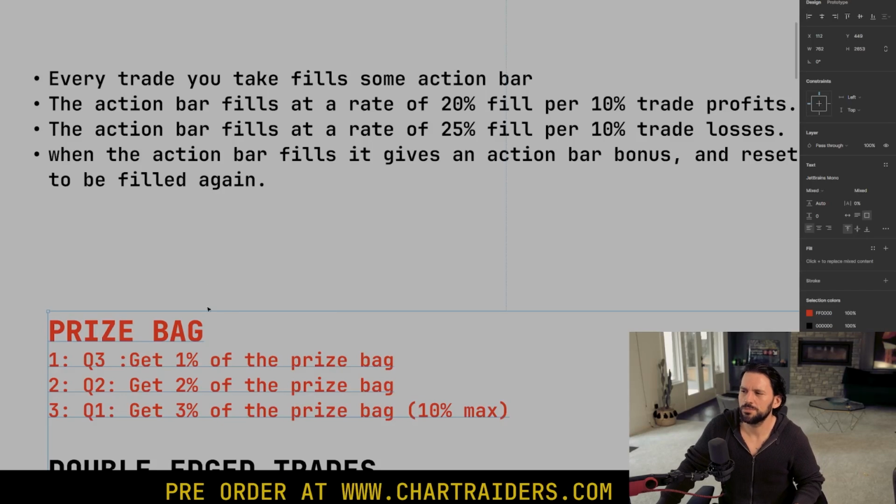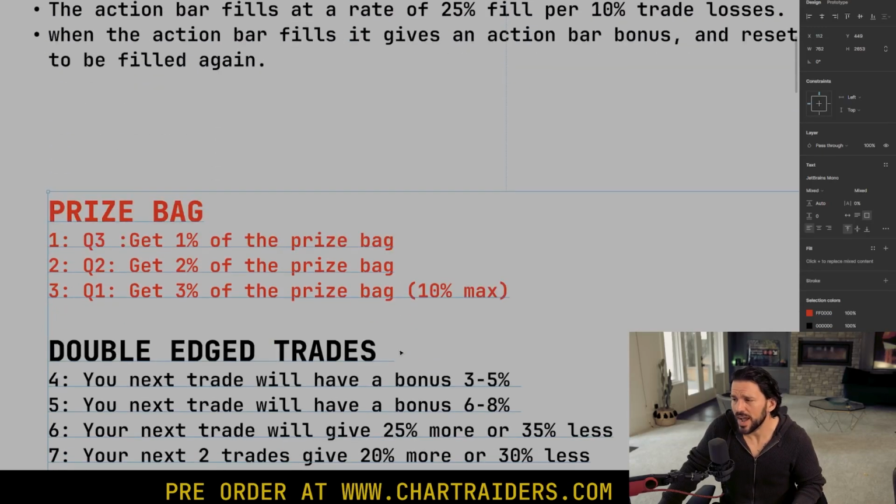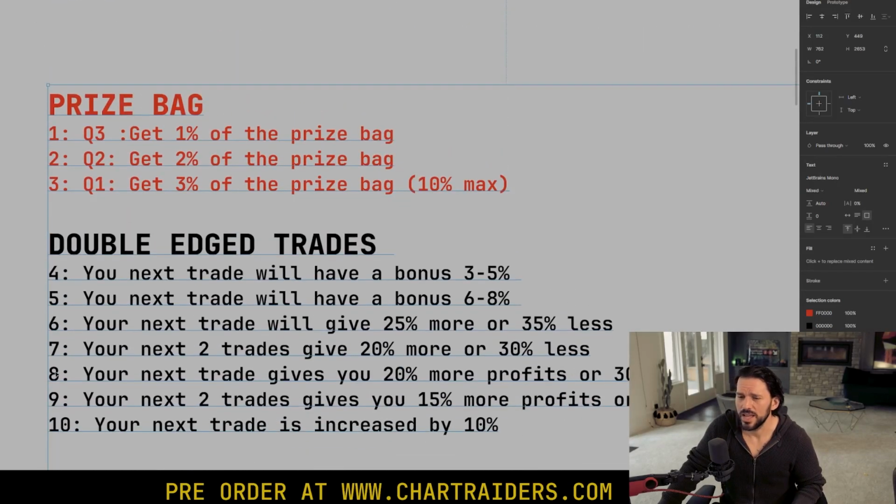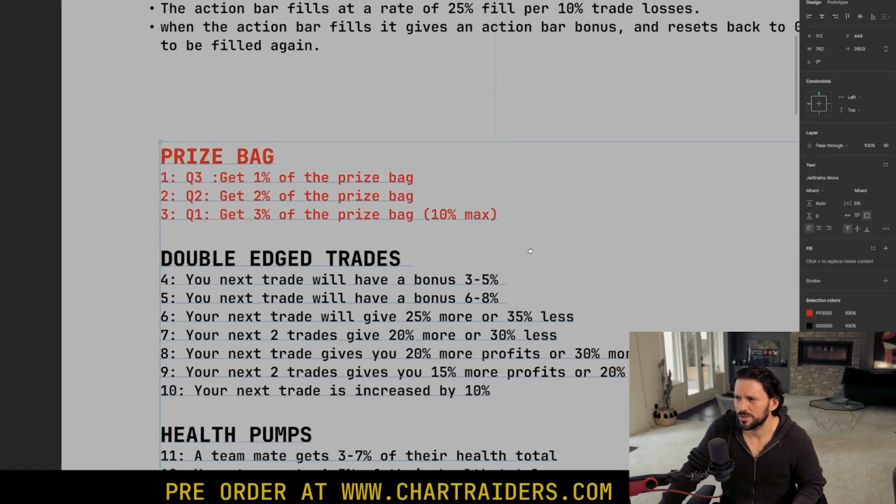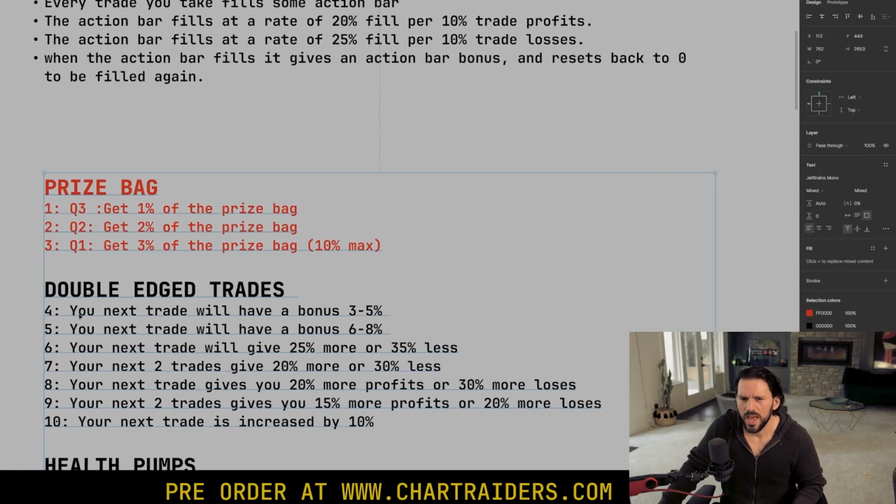We have 56 bonuses total. And at random, you're going to be given one of the 56 bonuses every time you fill your action bar. So let's go to the next one here: double-edged trades. Okay, so we're going to zoom out a little bit so we can see the whole thing here. Your next trade will have a bonus of 3 to 5%. Your next trade will have a bonus of 6 to 8%. Your next trade will give 25% more or 35% less.